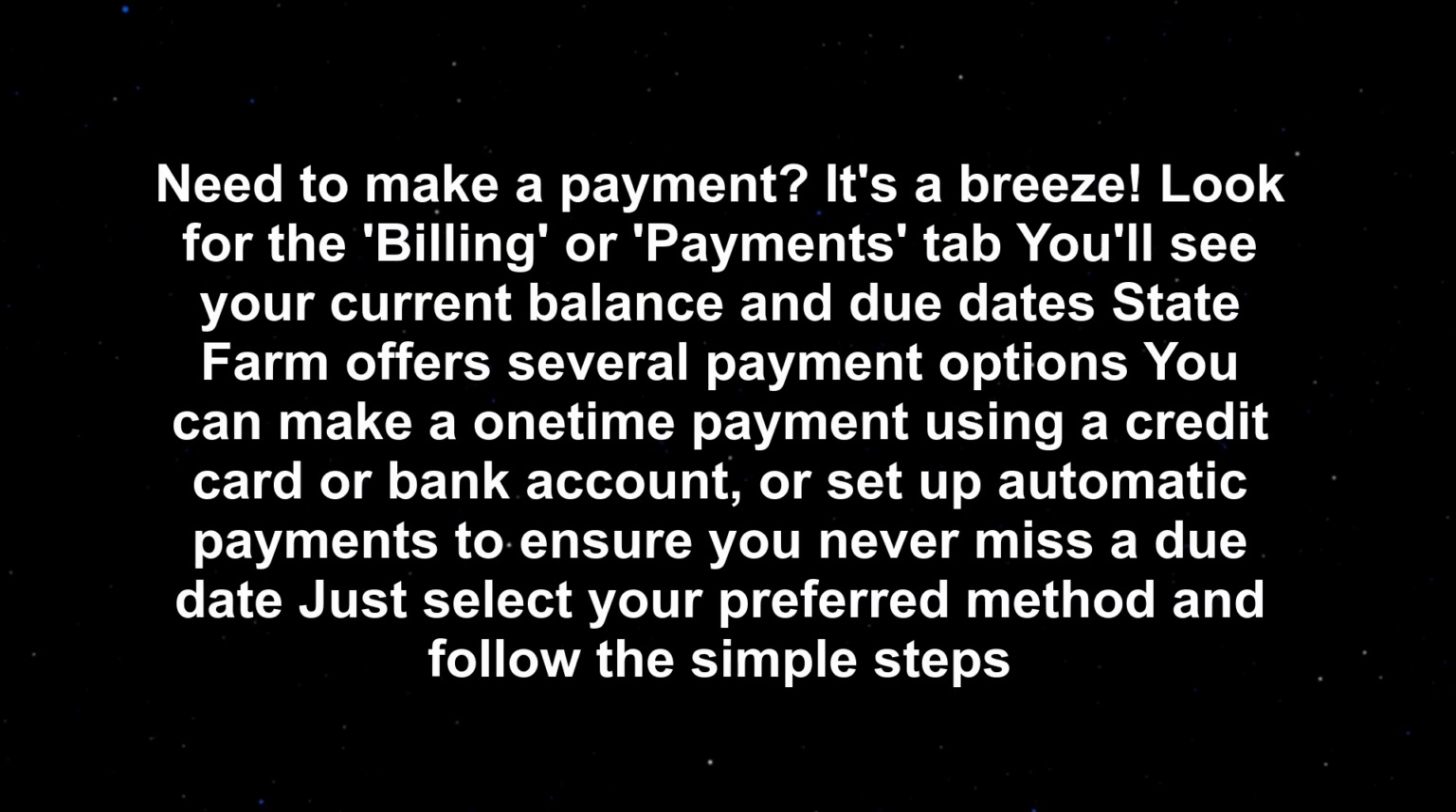Need to make a payment? It's a breeze. Look for the Billing or Payments tab. You'll see your current balance and due date. State Farm offers several payment options. You can make a one-time payment using a credit card or bank account, or set up automatic payments to ensure you never miss a due date. Just select your preferred method and follow the simple steps.